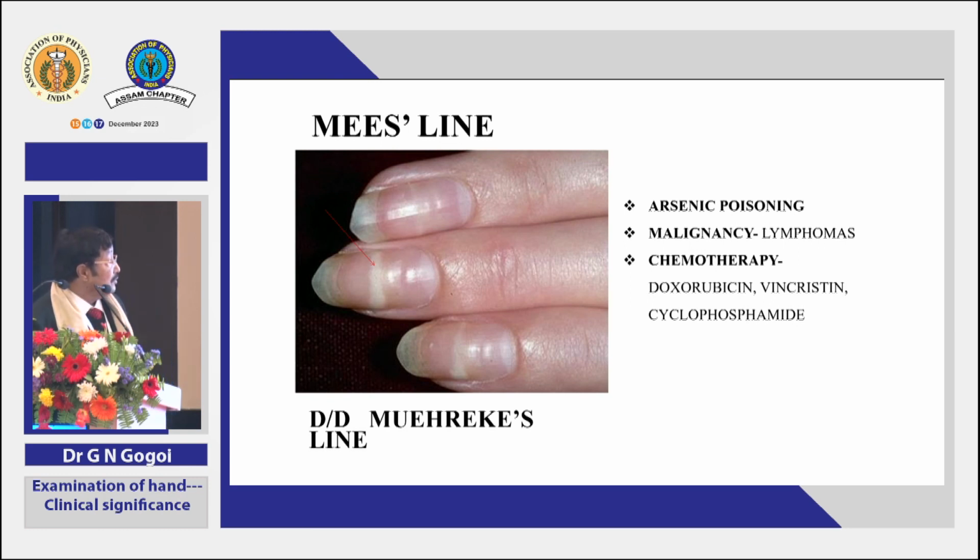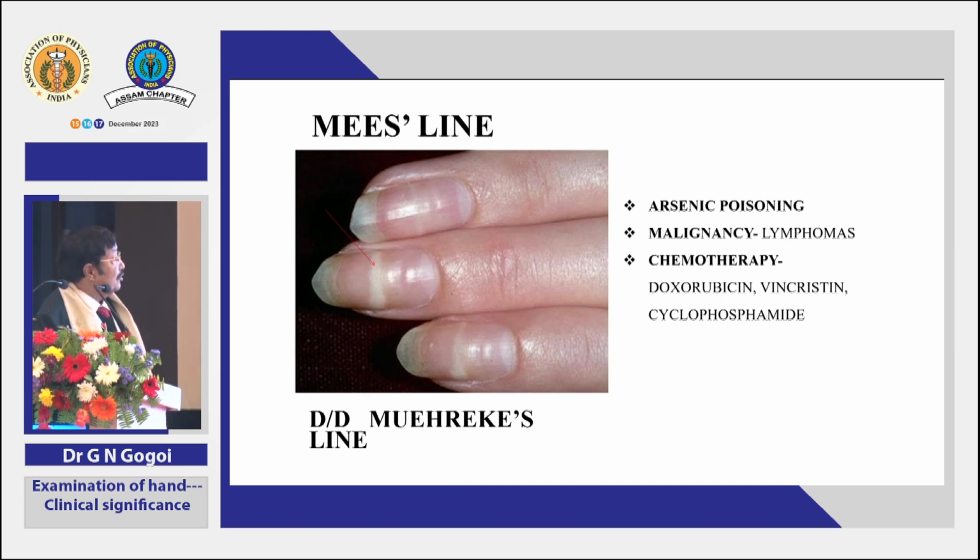Then we can see the white transverse line, which is called Mees line. It can be single or it can be multiple. Usually we get it in the case of arsenic poisoning, sometimes in malignancies like lymphoma, and it may be because of chemotherapy with doxorubicin, vincristine, or cyclophosphamide.